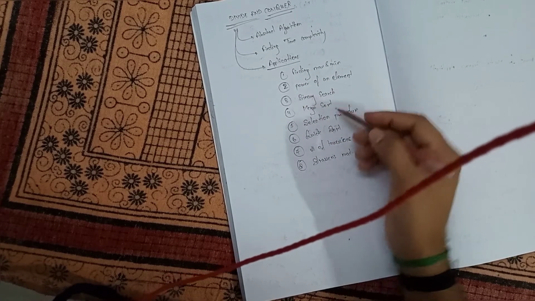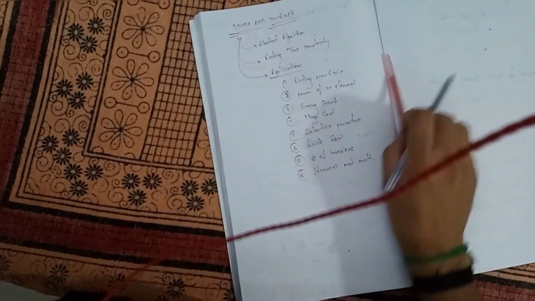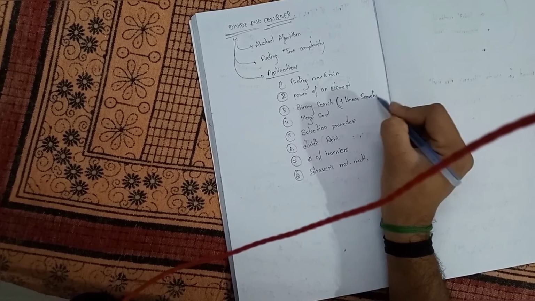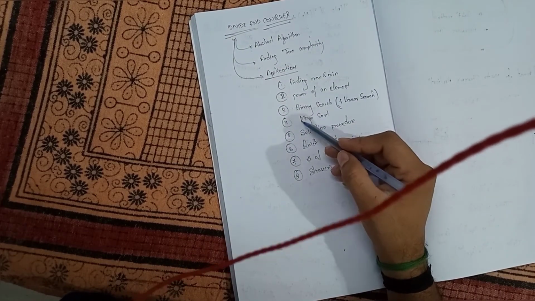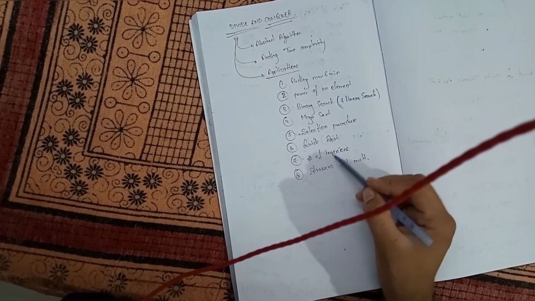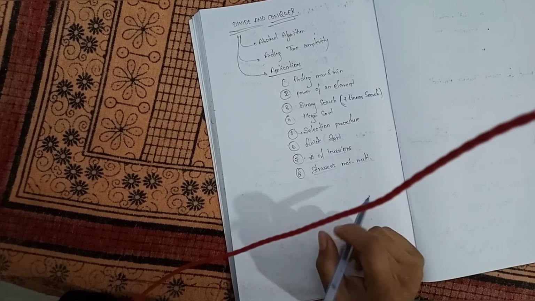Binary search. In binary search, I'll also be covering linear search. Then merge sort, and the selection procedure, which uses merge sort, so after merge sort we'll go for the selection procedure. Quick sort. After quick sort, number of inversions, because number of inversions will use the method from quick sort. And last is Strassen's matrix multiplication.